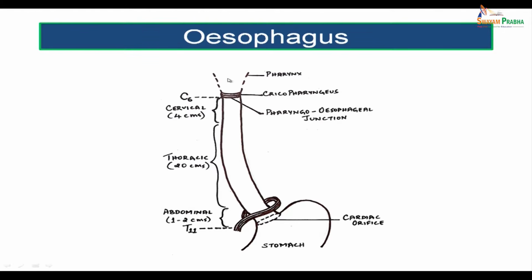This pharyngo-esophageal junction at the level of the lower border of the 6th cervical vertebra is the narrowest part of the esophagus, and it is the second narrowest part of the gastrointestinal tract, next in line to the appendix. Here you find a constrictor, the cricopharyngeus. It is part of the inferior constrictor of pharynx. It has circular muscle fibers and it acts as a constrictor.